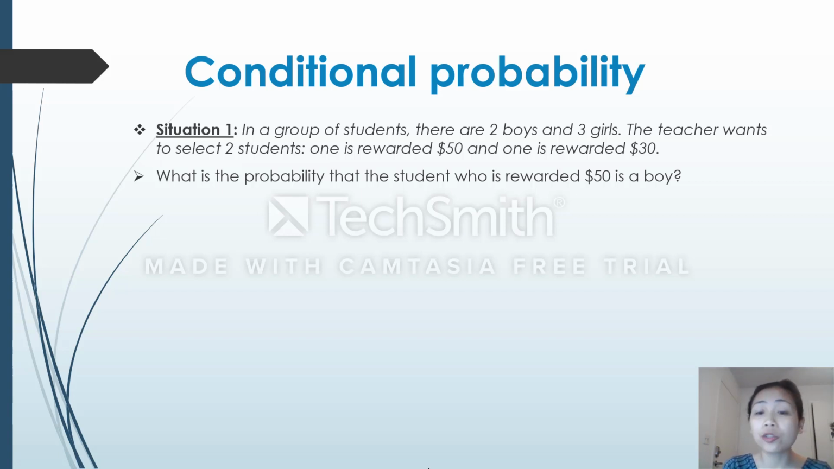We have 5 students, 2 boys and 3 girls. The probability that the student who is rewarded $50 is a boy, that means the probability of getting a boy out of the group of 5 students containing 2 boys and 3 girls. So we have 2 boys out of 5. So the probability is just 2 out of 5. So 2 over 5 is the answer for this question. And this is an example of unconditional probability, the regular probability.